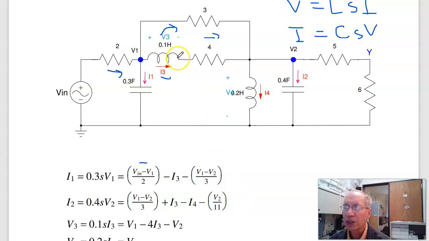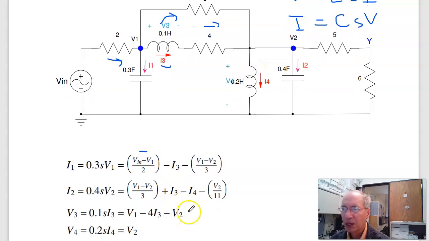For the inductor, V is L dI/dt. The voltage is V1. Voltage on the right is minus 4 times I3 minus V2. And the last one, V is L dI/dt. That voltage is just V2.